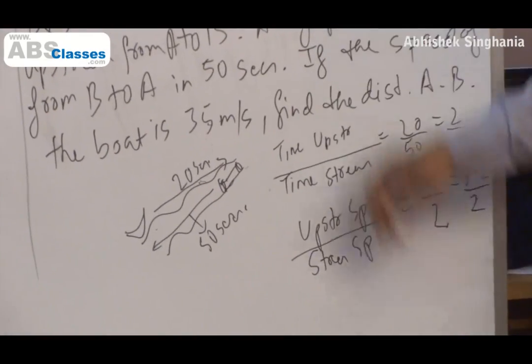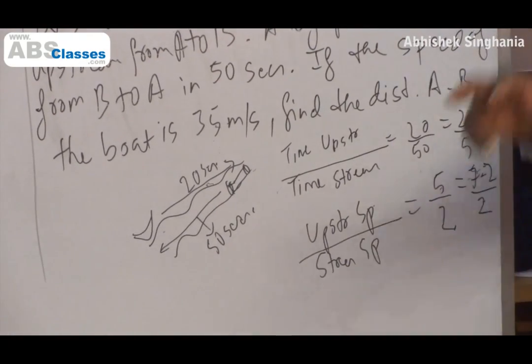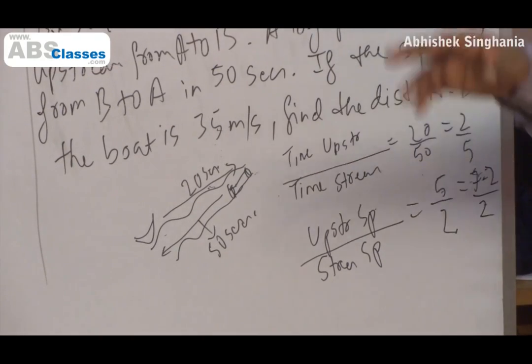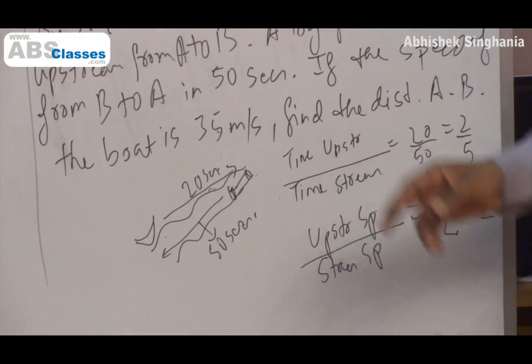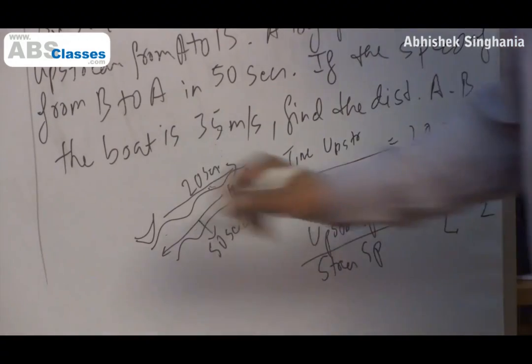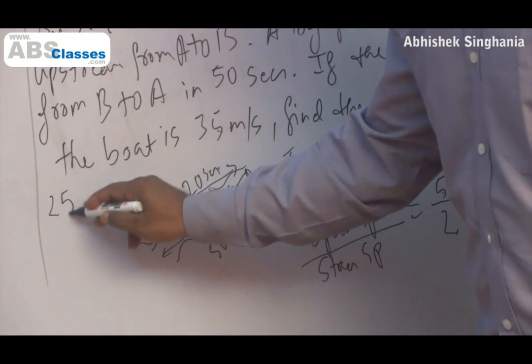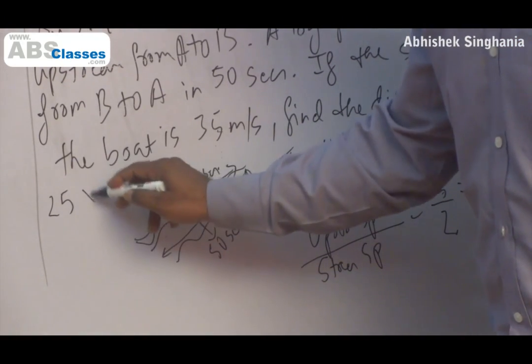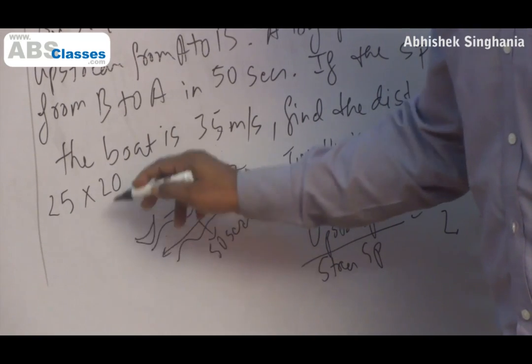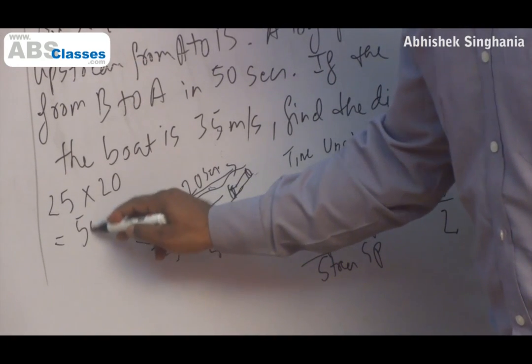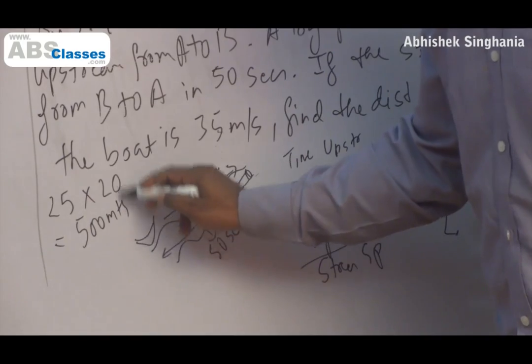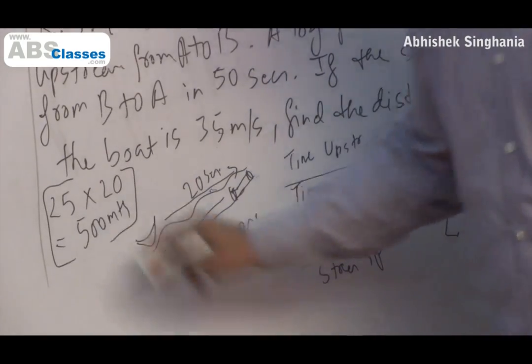Upstream time is 20 seconds. So upstream distance or downstream distance, same thing, will be 25 into 20, 500 meters. So the answer will be 500 meters. The upstream speed 25, the upstream time 20, the distance is equal to 500 meters. So this will be my answer.